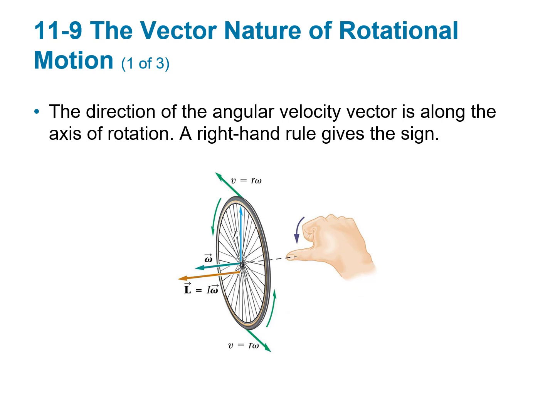And lastly, we talked already about the right-hand rule. And if you curve your fingers in the direction of the motion, that's going to tell you the direction of your angular velocity. And that's it for chapter 11.